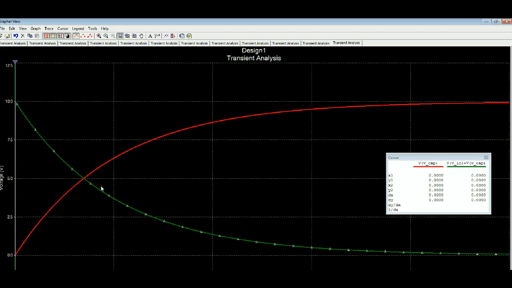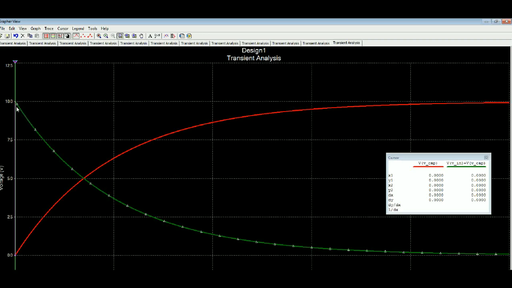Now the red trace is the capacitor voltage, and that is starting at 0 when the source goes high to 10 volts. And what we see is that it approaches 10 volts, which would be right here, and it doesn't quite make it. It gets close, but not quite after 5 time constants. Now the industry considers 5 time constants to be a fully charged capacitor.